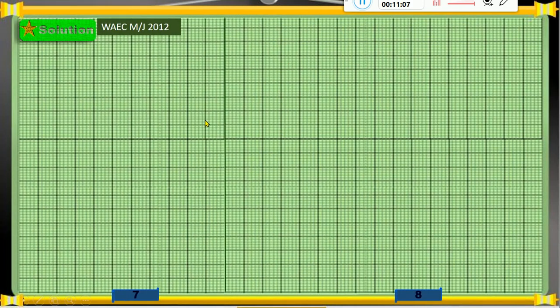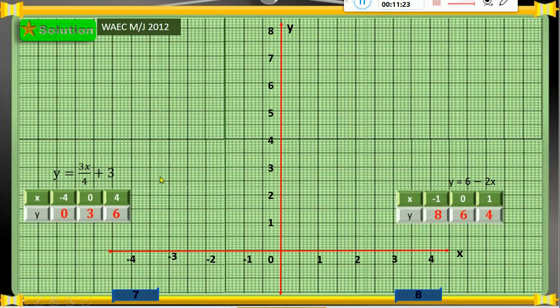So now on this graph, we are going to plot the two graphs. Then this is the scale given to us. 2 centimeters is equal to 1 unit on the y-axis, and 2 centimeters is equal to 1 unit on the x-axis. So now we have the scale. Then we import the two tables to start the plotting. We are going to plot this graph first. So when x is minus 4, y is 0. x is minus 4 here and y is 0 here. So the point will be here. So we plot at that point.